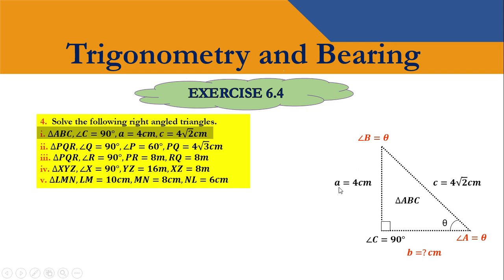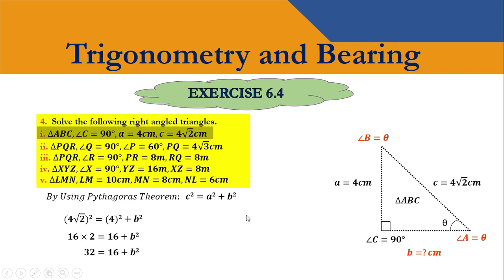As we already know the perpendicular and the hypotenuse, we can calculate the value of the base with the help of the Pythagoras theorem. So putting the values of the perpendicular and hypotenuse into this equation, and after doing some mathematical calculations, we will get the value of the base, which is equal to 4 centimeters.